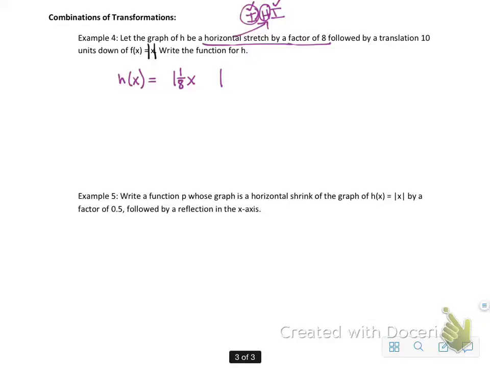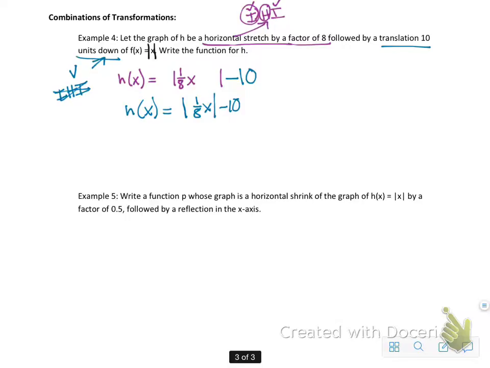And then we have a translation 10 units down. Well, down is a vertical change. So again, this is not an I high. Well, if it's not inside, it goes outside. And if it's not inverse, it stays minus 10. So to write this closer together, you would write h of x is the absolute value of 1/8 x minus 10. That's your answer.